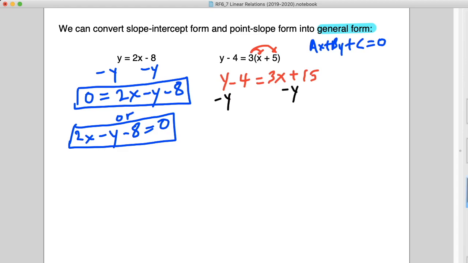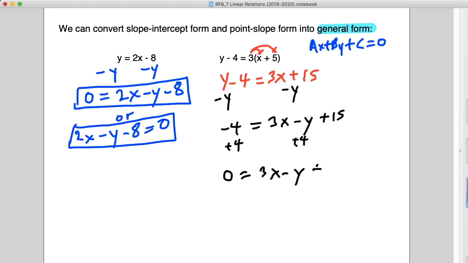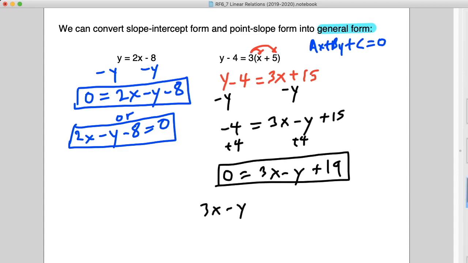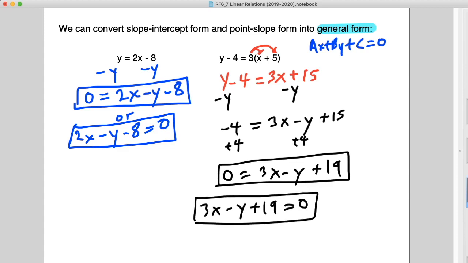Then I'll have negative 4 is equal to 3x minus y plus 15. And then I'm going to add 4 to both the left and the right side. And I'm left with 0 is equal to 3x minus y plus 19 as my general form. Or I can go ahead and flip it around and say 3x minus y plus 19 is equal to 0. Those are both exactly the same.